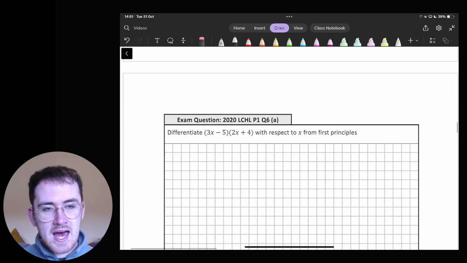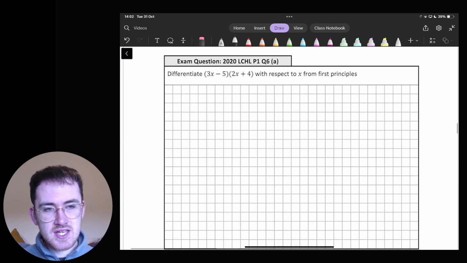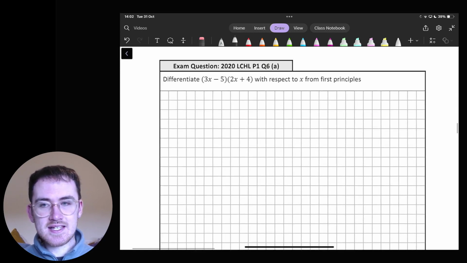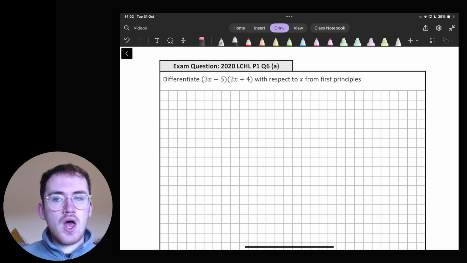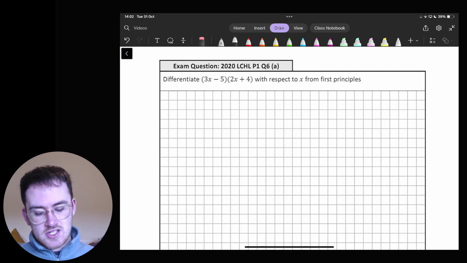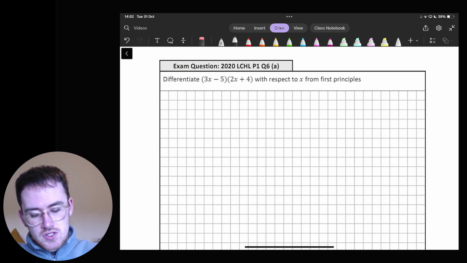So we'll maybe just look at one of these exam questions here. If we look at the 2020 example, approaching this question, we can see it looks a little bit different. We've been asked to do it by first principles. So the first thing we need to do is multiply out this bracket.